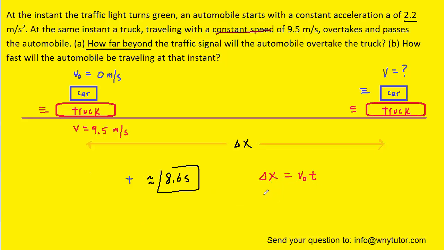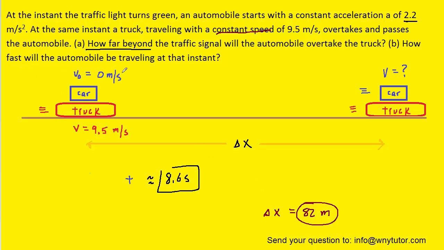Now this was the equation we had developed for the truck, but the time for the car and the truck will be the same. It's the 8.6 seconds, so we can plug that in for time. And again, the initial velocity of the truck was 9.5 meters per second. And when we simplify that, we get approximately 82 meters. So that indeed is the correct answer to part A.